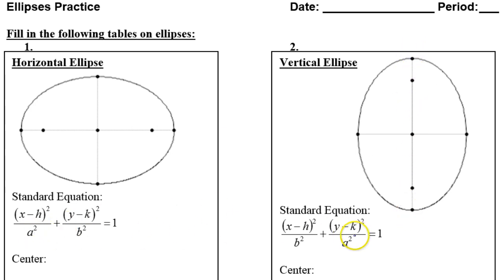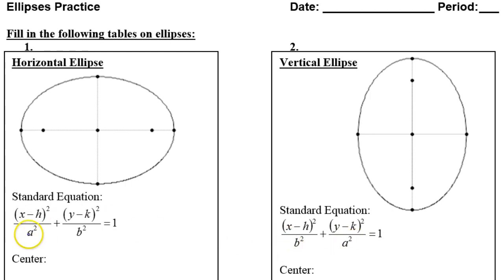Notice, as far as the equations go, the only difference between the equation for a horizontal ellipse and a vertical ellipse is that here I have a squared under the x term, and here a squared is under the y term instead of b squared. This makes a difference because we consider a squared to always be the larger denominator. So look at it that way. Wherever you see the a squared, we're talking about the larger denominator.